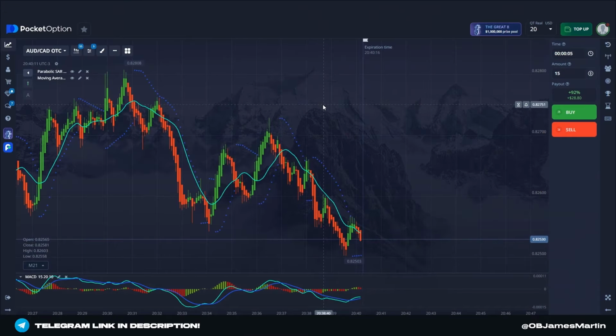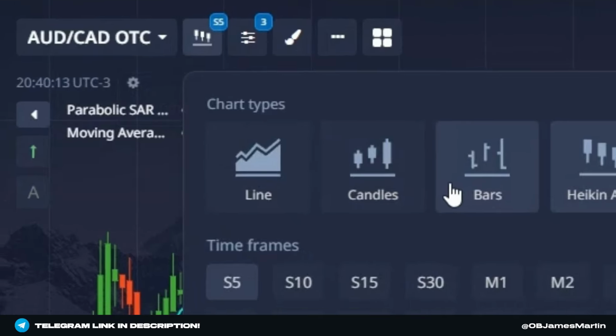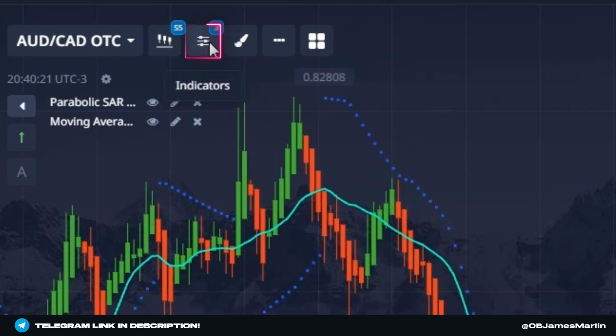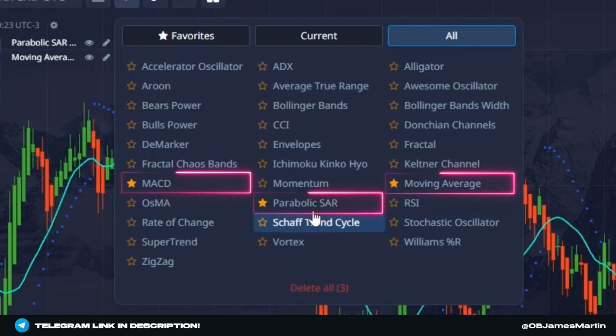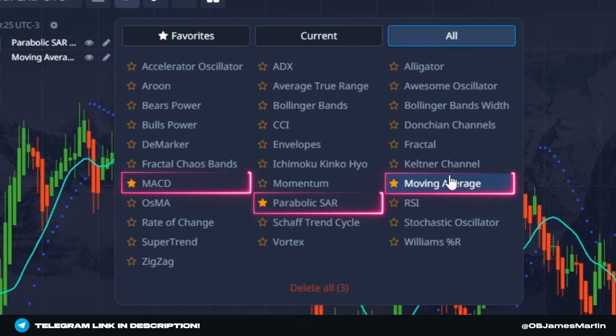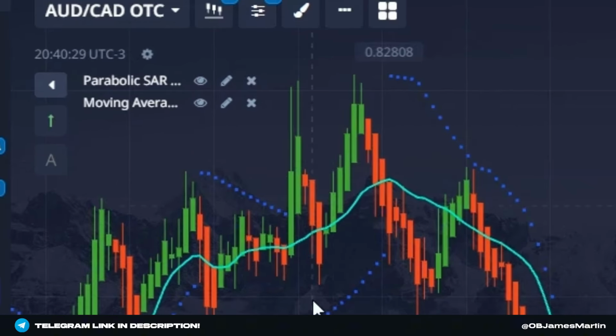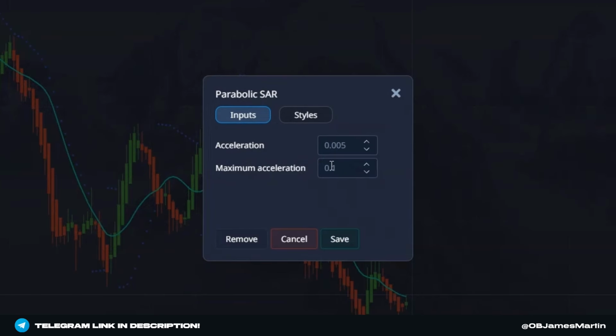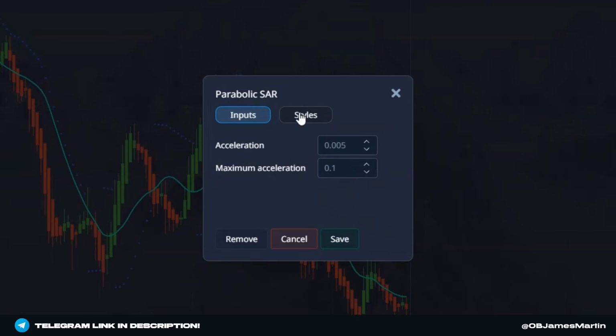You'll be blown away. Guys, today we're going to use classic Heikin Ashi candles and a 5 seconds time frame, okay? And we're going to use 3 indicators: MACD, moving average, and parabolic SAR. All right, let's start configuring the parabolic with 0.005 acceleration and a max acceleration of 0.1. Okay, the color is up to you.